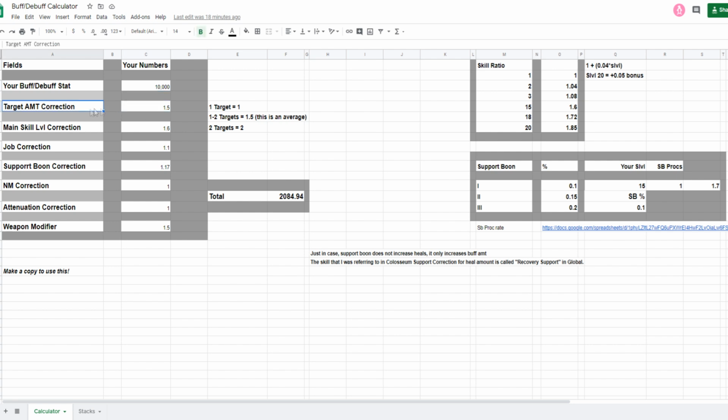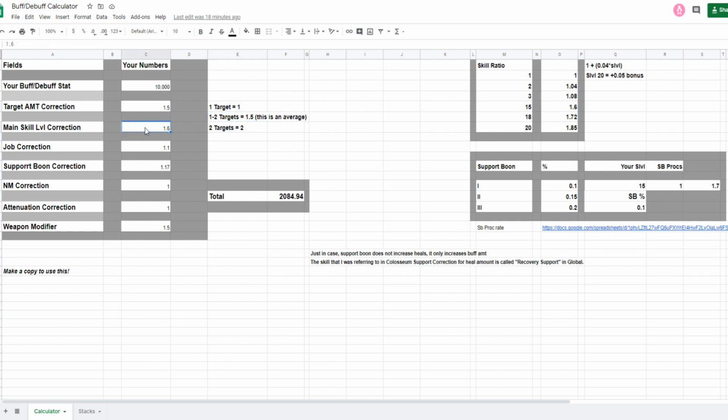Now this target amount is basically based on how many targets your actual skill is hitting, right? If you're hitting one target, it's just a 1x multiplier. If you're always hitting two targets, it's a 2x multiplier. And for the 1 to 2 targets option, the reason is that it's basically a coin flip. It's 50-50 on whether it's targeting one or two people. So in this case, we do 1.5, just throw that in there.